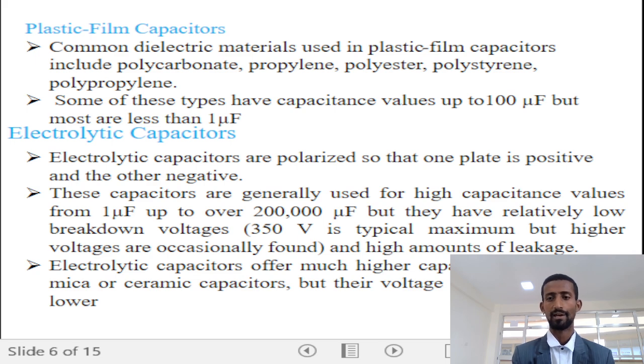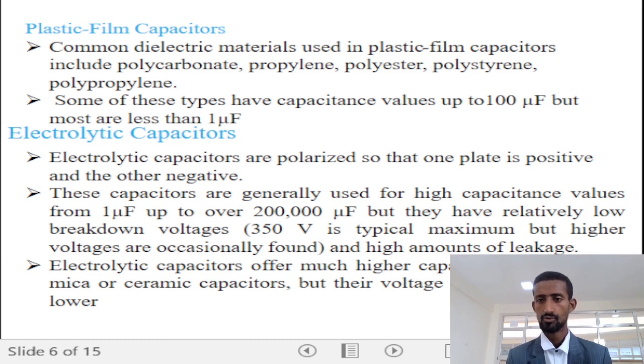Polarized means they have a direction. While we are connecting or replacing this type of capacitor, we should consider their connection terminals. They have poles. That means it indicates either a positive or a negative in their electrodes. So we should consider the terminals while connecting or replacing during maintenance or during designing any PCB. Electrolyte capacitors are polarized so that one plate is positive and the other is negative.